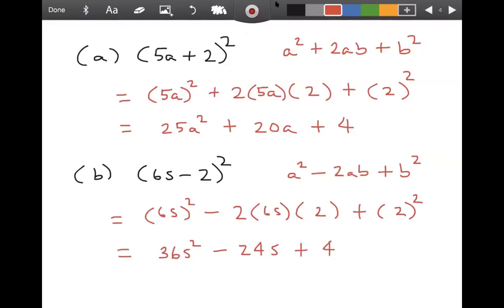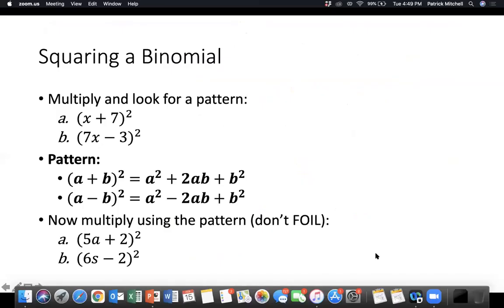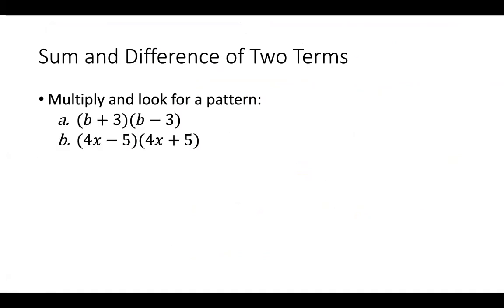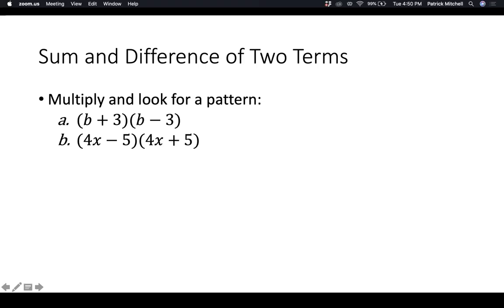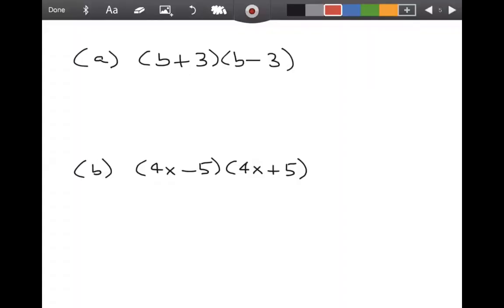All right, so I think I just have one other thing to show you, and it's kind of my favorite. And that is the sum and difference of two terms. I don't remember if we've done an example like this before. I can't remember if I had one of these in the last section. So let's try these two problems using FOIL, starting with b plus 3 times b minus 3.